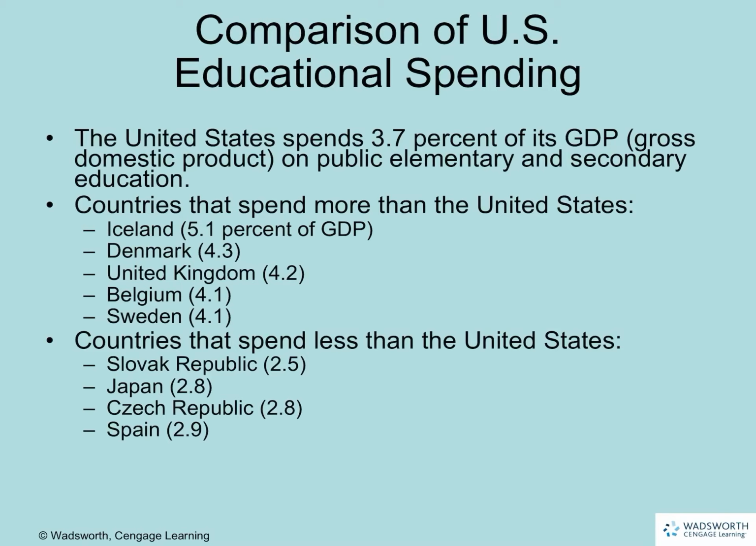Now, you can see the list of countries that spend more, the ones that spend less. The ones that spend more, Iceland, Denmark, United Kingdom, Belgium, and Sweden, are not spending tons more, but they are spending some more. And then you've got countries that spend less: the Czech Republic, Japan, Spain, Slovak Republic. All of those are spending a good bit less than the United States, almost 0.7% or more for each of those, 0.8% for each of those. And so that is a good bit of spending less than the United States. Now, does that mean anything significant? Maybe, maybe not. It may mean that the United States is spending about the right amount.